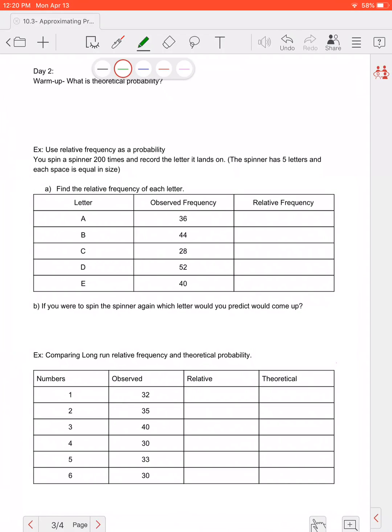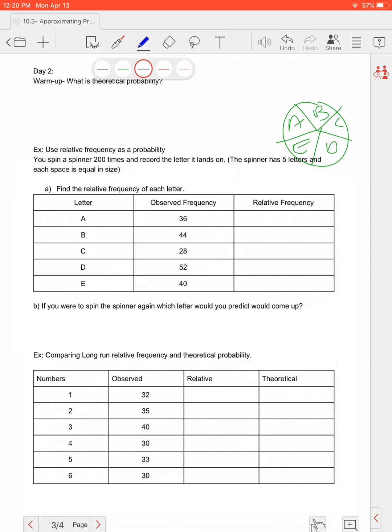So we've spun a spinner 200 times and recorded the letter it lands on. Maybe we have a little spinner separated into 5 categories, and I'll draw these as even as possible. We have an A, B, C, D, E on there, okay? So we spun it and recorded how many times we got A, B, C, D, and E. For letter A, we got 36, letter B, we got 44, letter C, we got 28, letter D, we got 52, and letter E, we got 40.